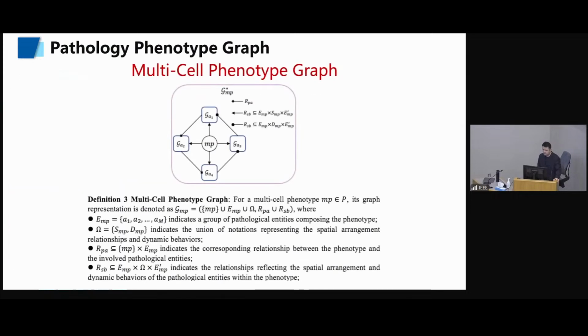And so we define the multi-cell phenotype graph as follows. In simple words, there's a node representing a multi-cell phenotype, and we represent it by specifying its components. And those components are linked by their spatial arrangement relationships or behavior relationships.